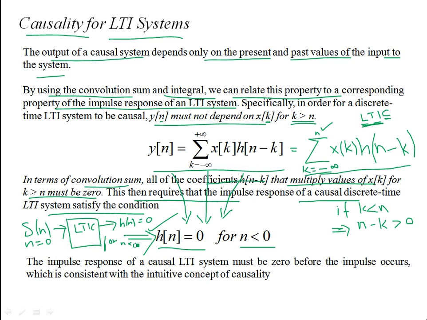It means that your output cannot come before the input is applied. So h of n is 0 before the input is applied. So the system is not anticipating the future.